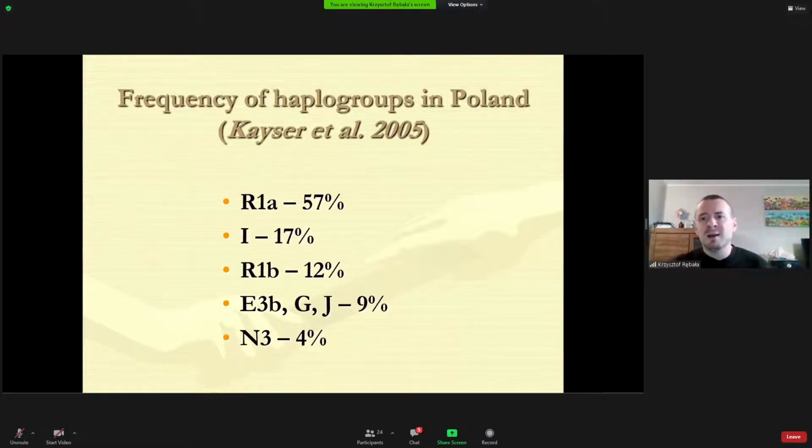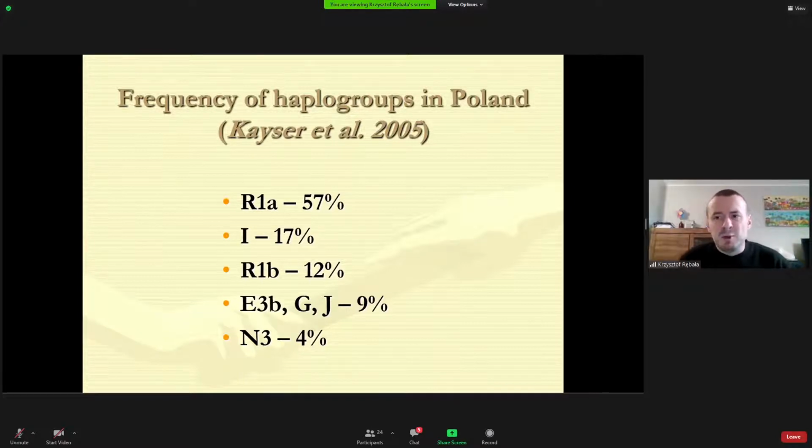The most common haplogroup in Poland is R1a. Approximately 60% of males in Poland belong to this haplogroup. You remember this is a haplogroup which is assumed to have survived the last glacial maximum. Then we have also haplogroup I, but different studies actually question whether it was in fact like this.